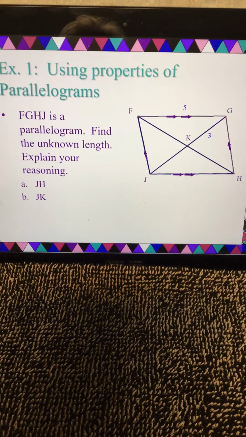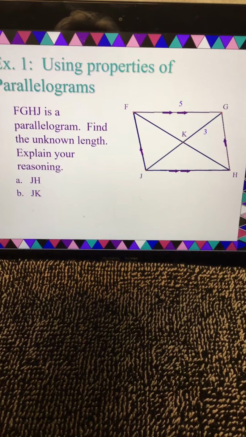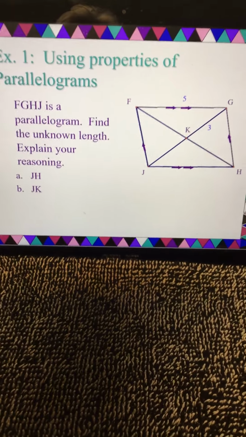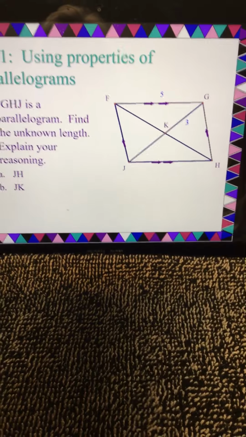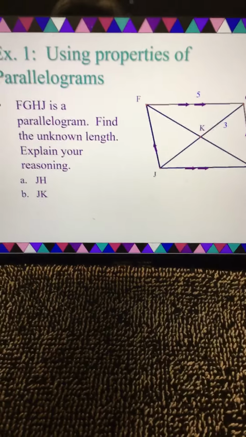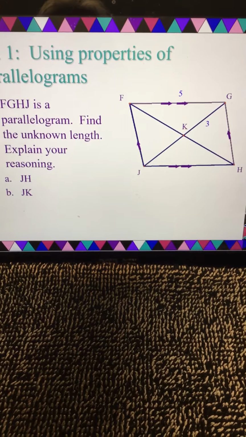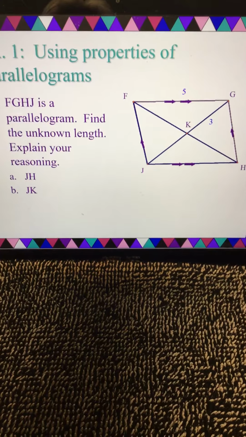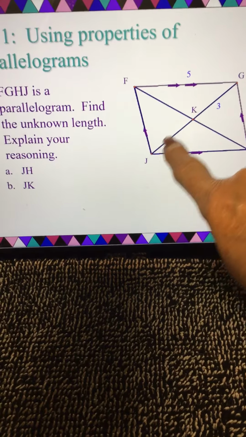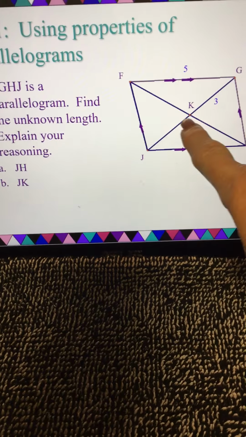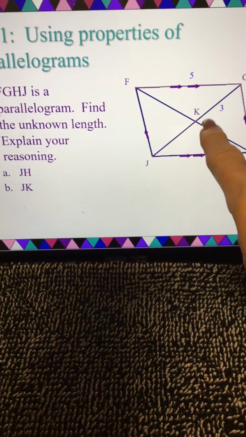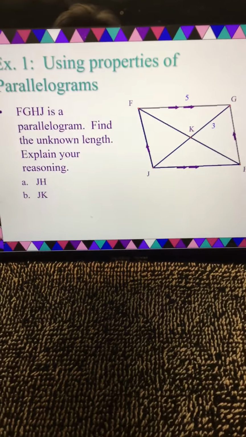Now they're asking us to find two measurements. They're asking us to find how much is it from J to H and how much is it from J to K. And I hope that you can remember our theorems, because our first theorem said today that opposite sides are congruent. So that would mean that JH has to be 5. And our last theorem said that the diagonals are bisecting each other. So this point K is the midpoint of both diagonals. So that means from J to K has to be 3.